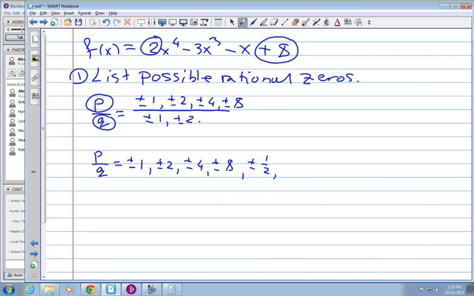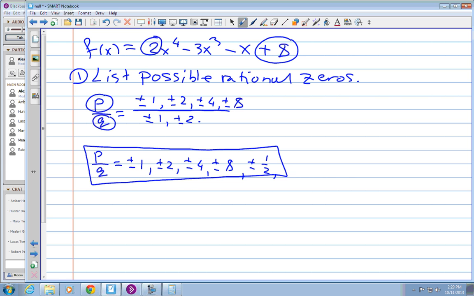And now dividing by 2, you have to be a little careful. 1 by 2 is 1/2. But what is 2 by 2? 1. And we already listed 1, so I don't want to list it again. Then what is 4 by 2? 2. And we already listed that. And 8 divided by 2 is 4, so we already listed that. There's no reason to overlist that. So that's it. These are all the possible rational zeros.